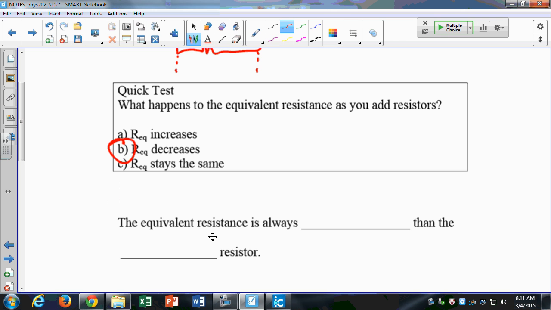So the equivalent resistance decreases. It's like water: if you have more pipes involved, there'll be more water going through those 10 pipes instead of 2 pipes. That's right, so that's a good analogy. In fact, water is a good analogy for electricity in general. All right, so the equivalent resistance also is always smaller than the smallest resistance.